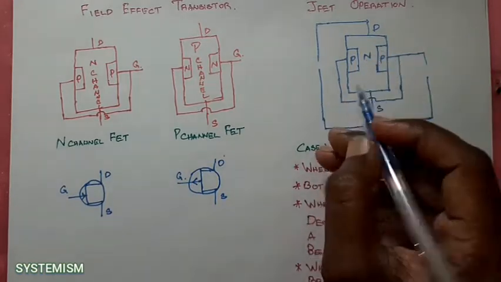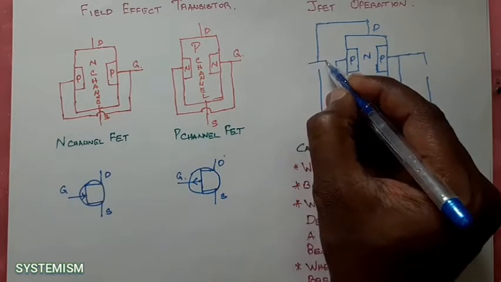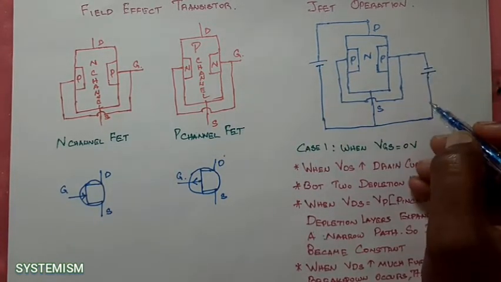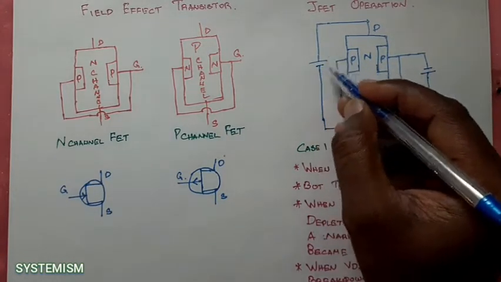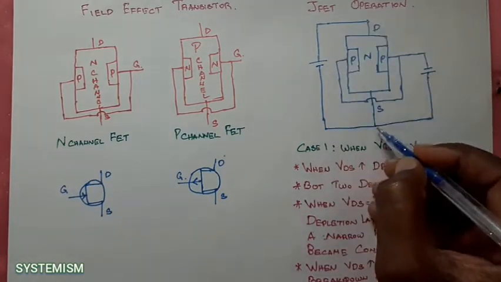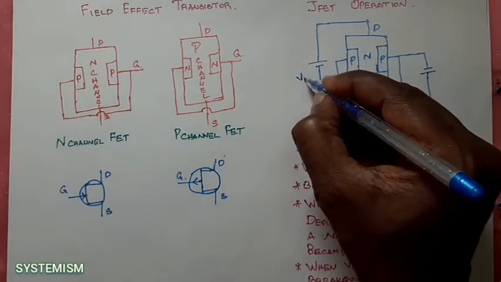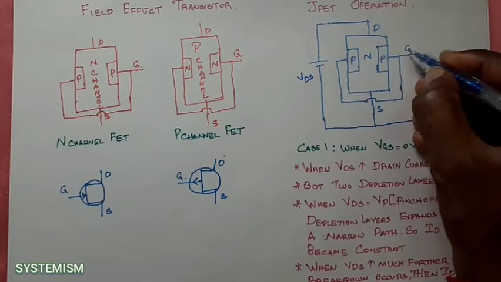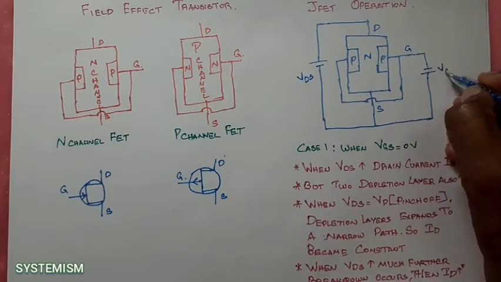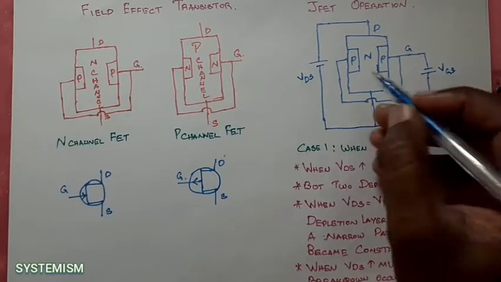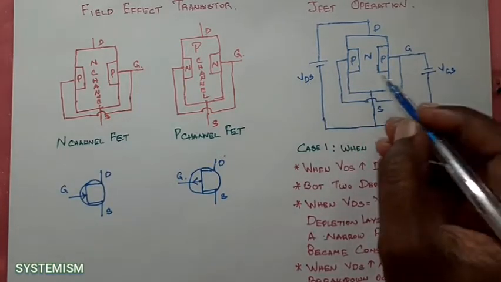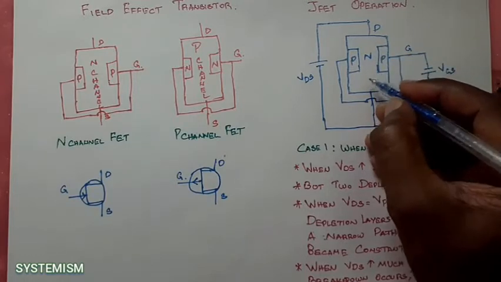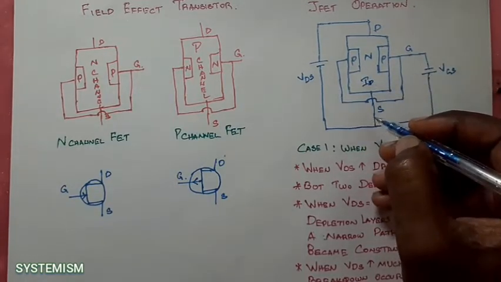We have to put the battery. So here we are putting one battery and here we are connecting one more battery. Okay. This voltage source is connected between drain and source, so this is called VDS. This one is connected to the gate terminal, isn't it? So this is called VGS. Okay. So this is VDS and this is VGS. Normally the current coming into this structure is called the drain current, ID.